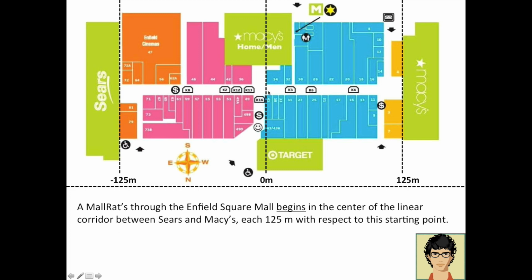So notice that if this is our origin, in the positive direction, we'll head towards Macy's, which is 125 meters away. So this is 125 meters in the positive direction. If we go in the negative direction, 125 meters, we're at Sears. So that would actually be east physically and Macy's to the west physically, relative to the starting point over here, our origin.